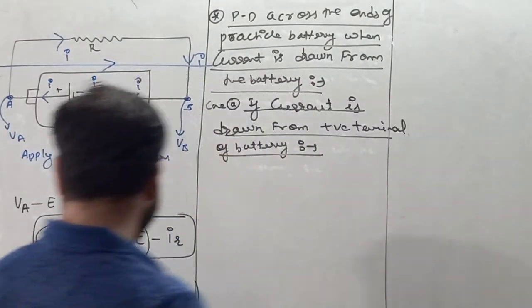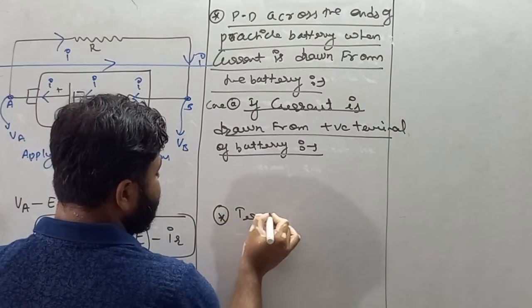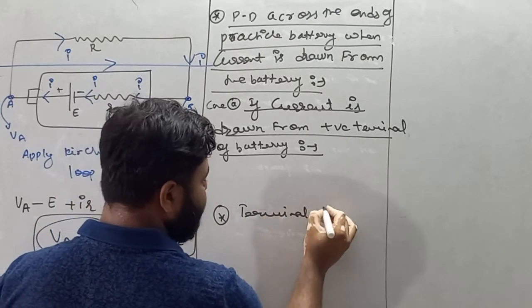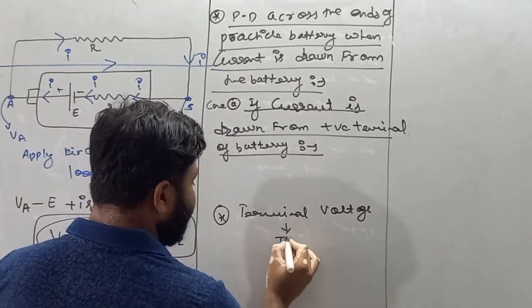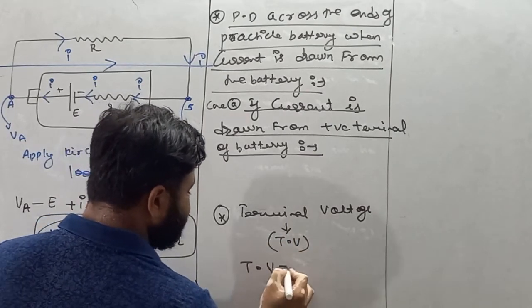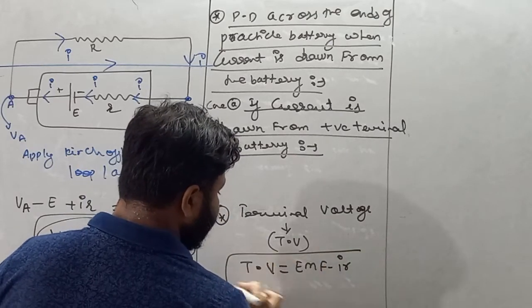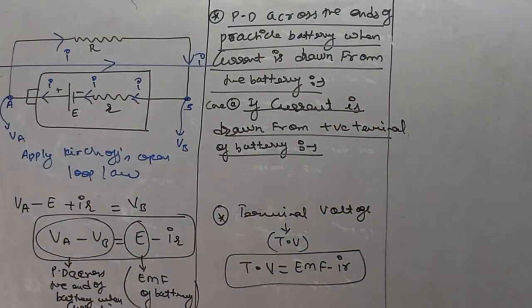So dear student, this type of potential difference is called terminal voltage, and this voltage is represented by TV. So see my dear student, what it comes to? Terminal voltage is equal to EMF minus IR. Terminal voltage means the potential difference across the ends of a practical battery when current is drawn from the battery.